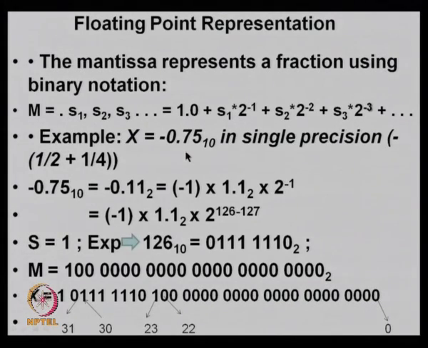Example: minus 0.75 in base 10 in single precision is minus half minus 1 by 4. This can be written in binary as minus 1.1 times 2 to the power minus 1. If you write this format, the exponent is 2 to the power 126 minus 127; S is the 1 sign bit, exponent is 126 and bias is 127. So it can be represented in binary like this, and the mantissa is 1 followed by all zeros, and therefore the number shown here in 32 bits is the following.